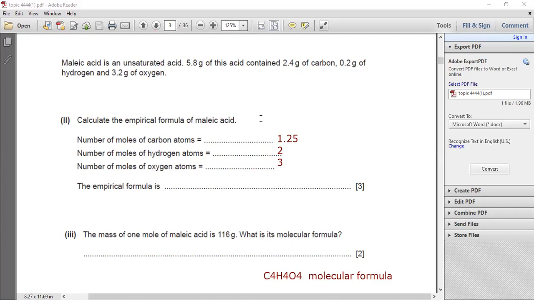Multiply by what? By 4? Yes. If you need to check, multiply by 2, it will not give you a whole number. Multiply by 3, not a whole number. But multiply by 4, it will be 5. Even here, multiply by 4, it will be 8. Even here, multiply by 4, it will be 12. Now, the empirical formula is C5H8O12.